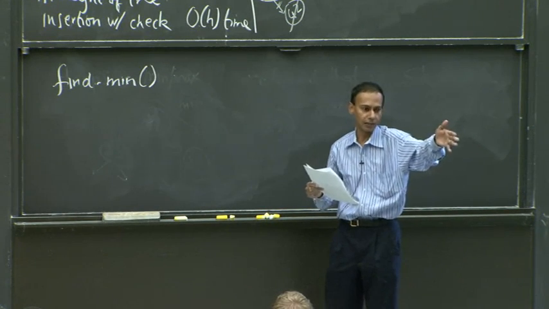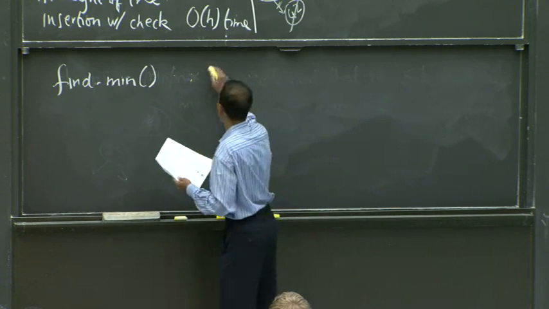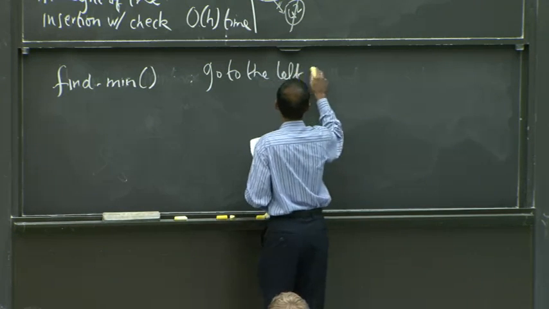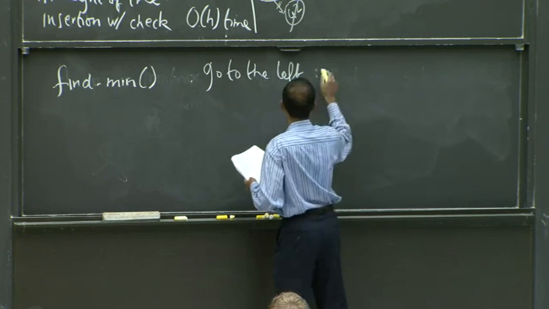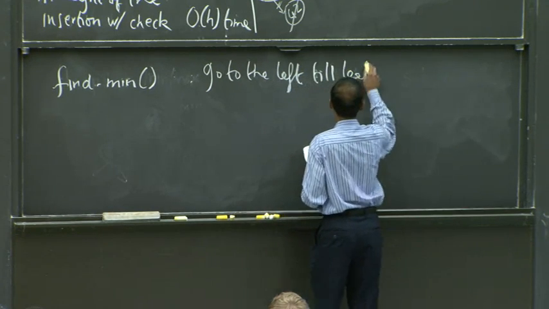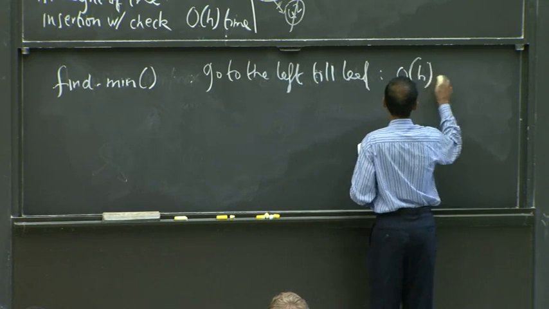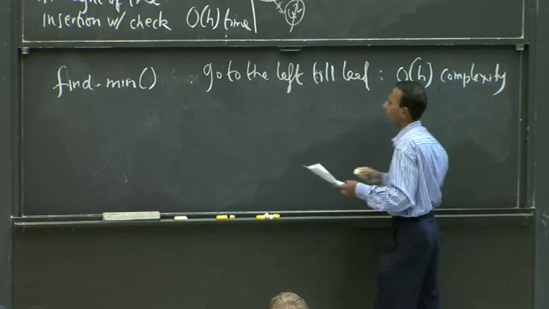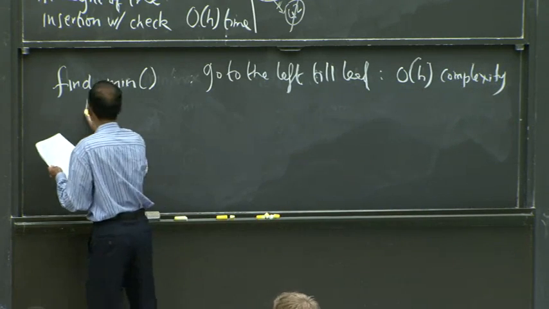Is the height, order H. All right, it's order H complexity. Go to the left till you hit a leaf, and till leaf, order H complexity. Okay, same thing for max. And then you can do a bunch of things. I'll put these in the notes.